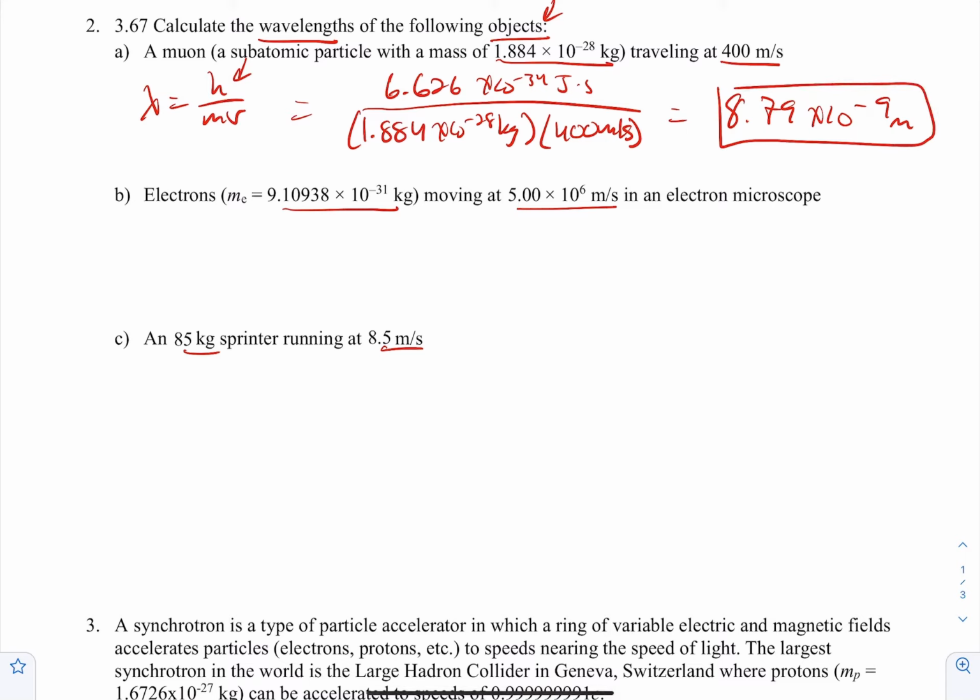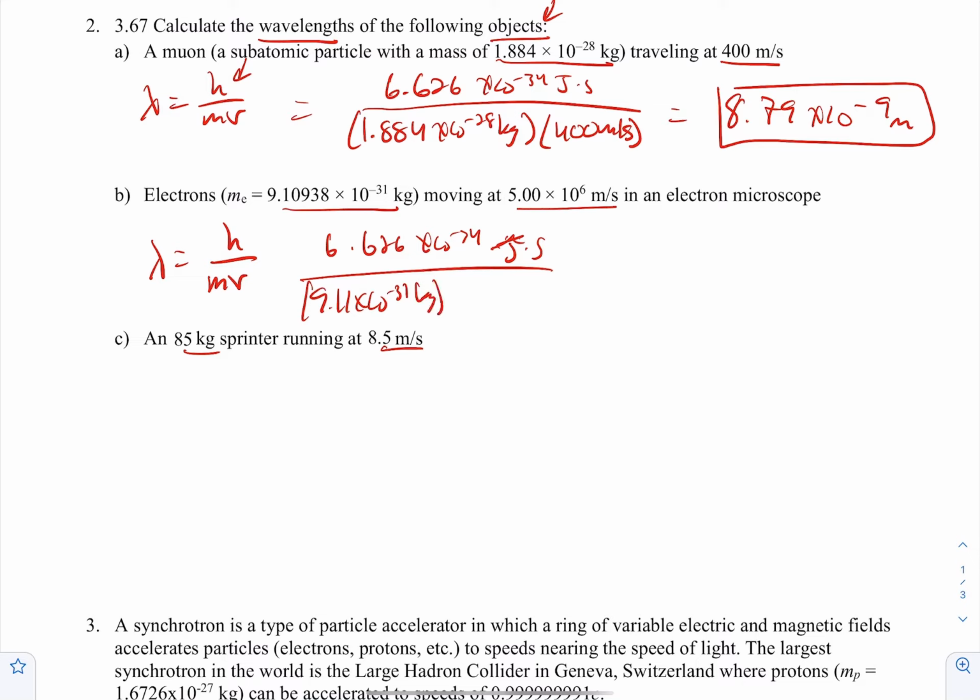Okay? So, part B here, we've got the same idea. We've got mass that's moving. We've got 6.626 times 10 to the negative 34 joule seconds over 9.11 times 10 to the negative 31 kilograms, 5 times 10 to the 6th meters per second. Okay? If you do that correctly, you should get about 1.45 times 10 to the negative 10th meters.